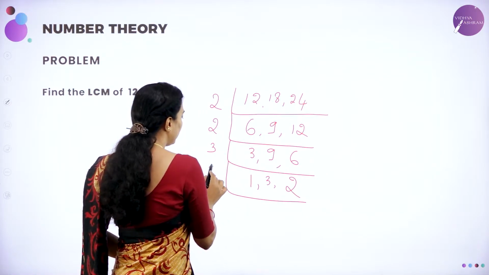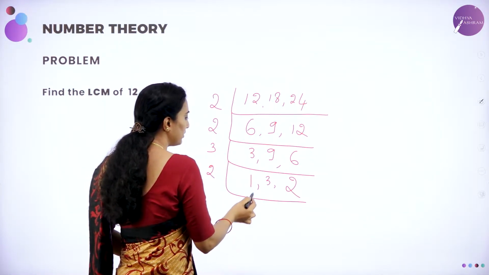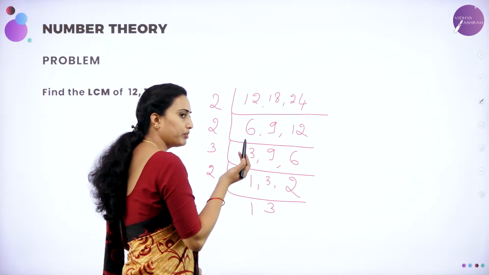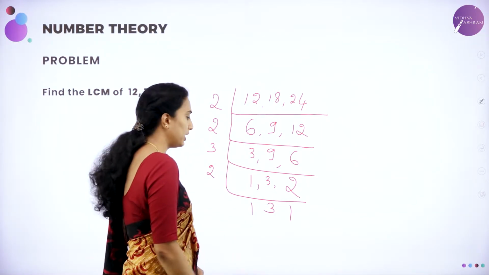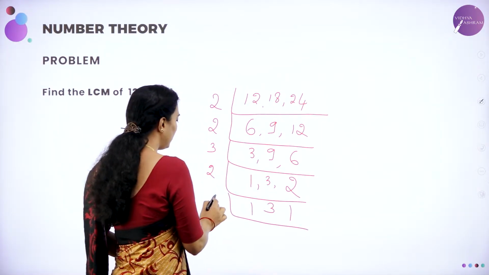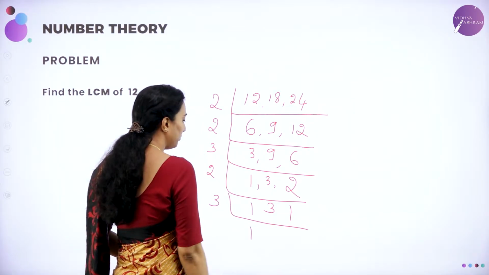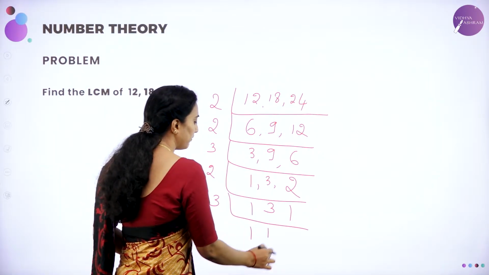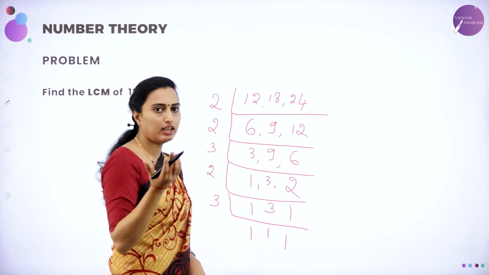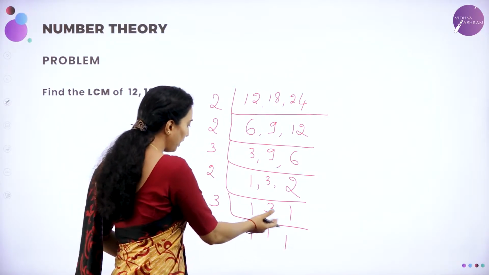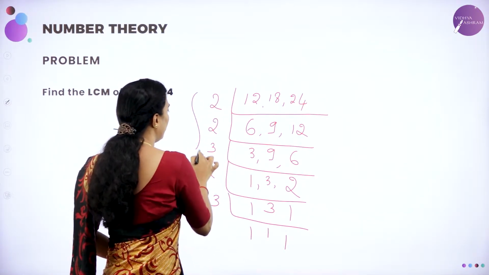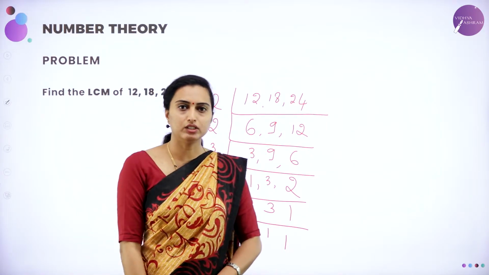So you are going to have 2 first. 1 cannot be divisible by 2 as it is, 3 cannot be divisible by 2 as it is, 2 is divisible by 2. Again you are going to have 3. 1 is not divisible, 3 is divisible by 3. So 1 is again a unit. Until you get 1, you can multiply. So this will be the product of all that you are going to have.